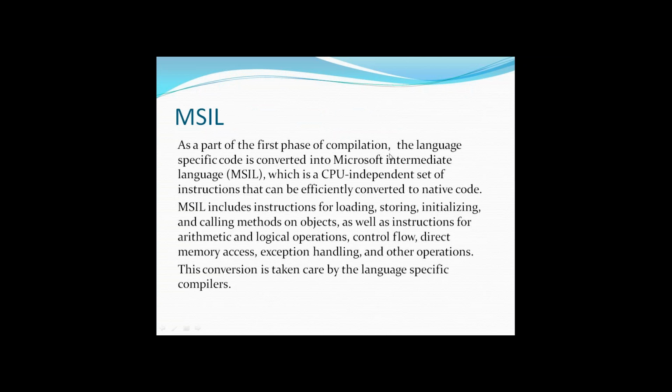Good. So what is MSIL? As part of the first phase of compilation, the language specific code is converted into MSIL, which is a CPU-independent set of instructions that can be efficiently converted into your native code. MSIL includes instructions for loading, storing, initializing and calling methods on objects, as well as instructions for arithmetic and logic operations, control flow, direct memory access, exception handling and other operations. So what does this mean? At the end, your MSIL is nothing but everything written in your code converted into an intermediate language.